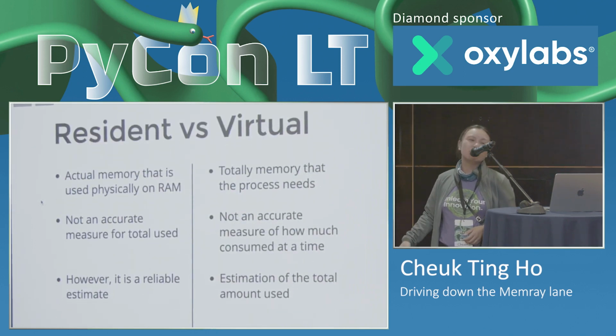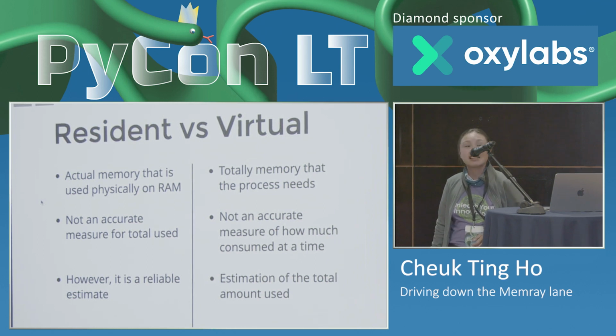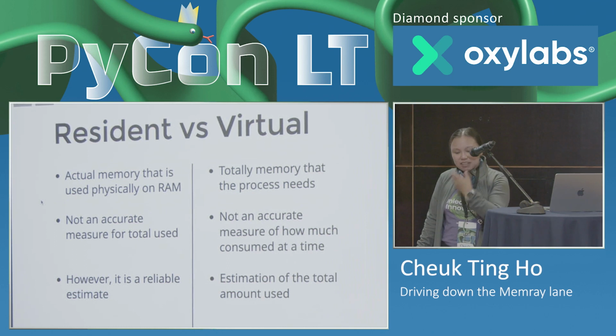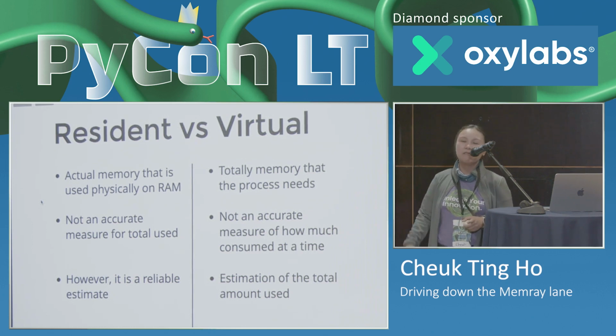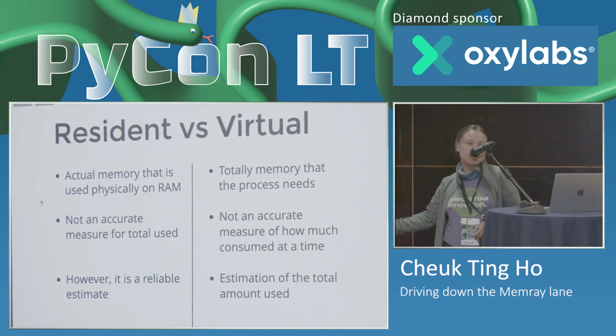Then another term that you see a lot is resident and virtual memory. The resident set is actually how much RAM your computer actually has. When you buy a computer, you check the tech spec and it will show you how much RAM you have. That's actually the resident set.